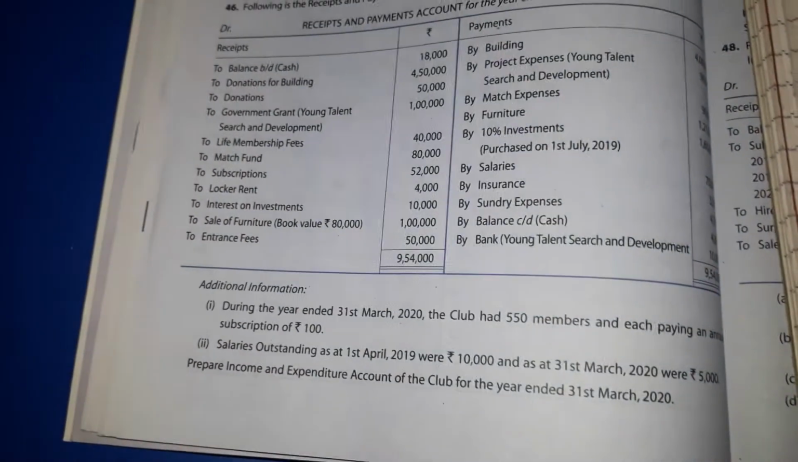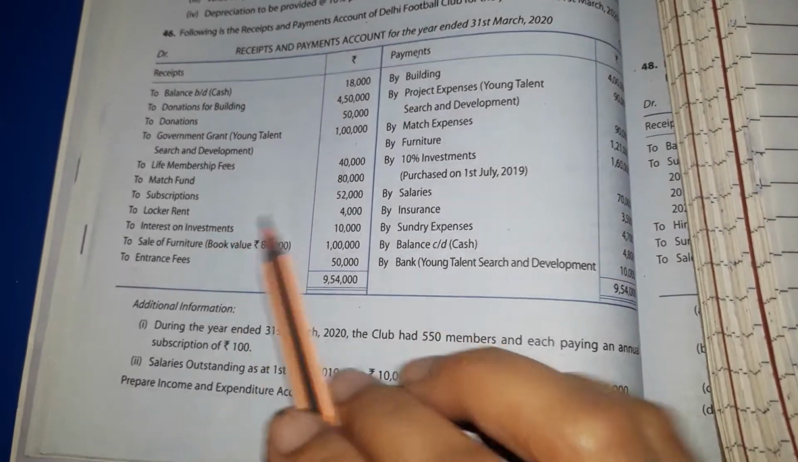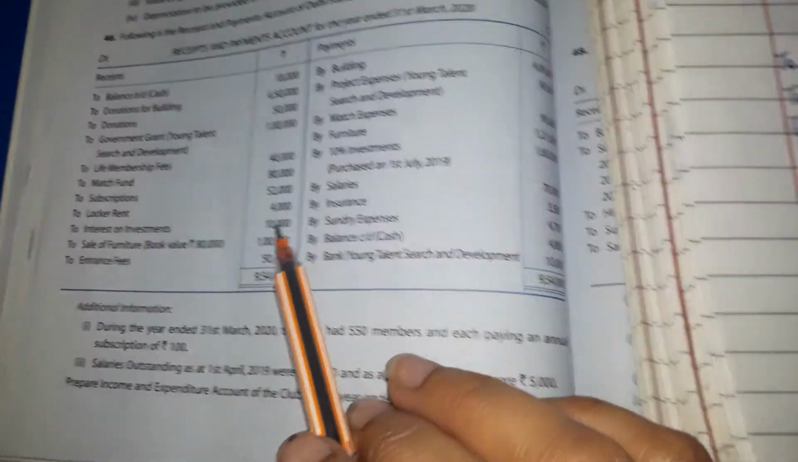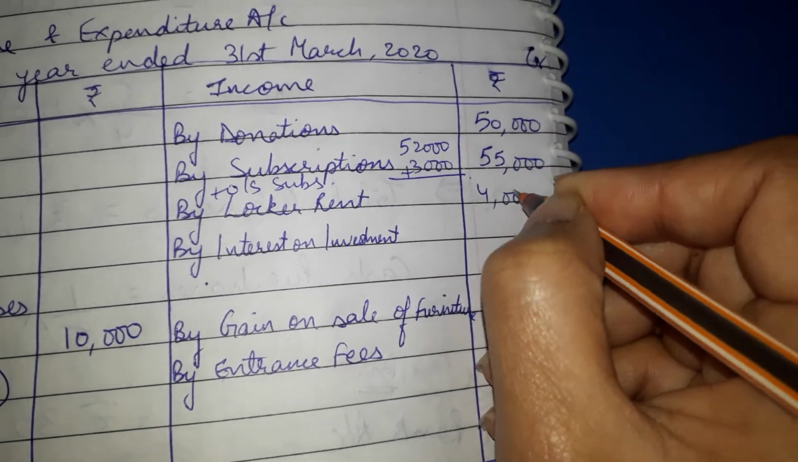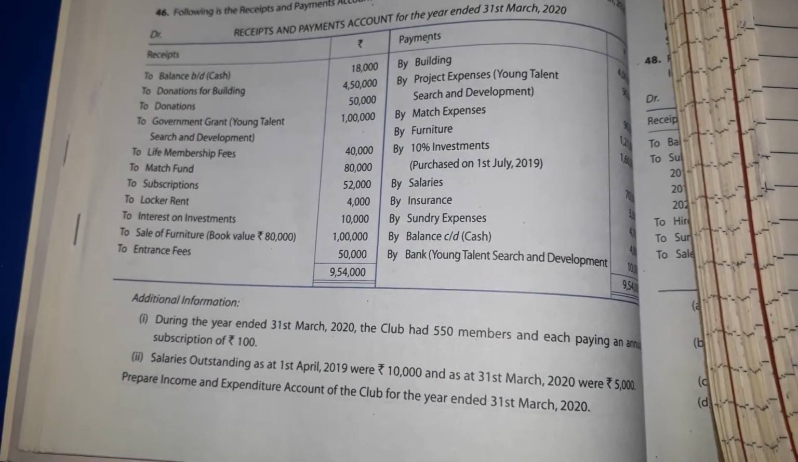Now we see the next item, that is locker rent. It is 4,000. So as it is, locker rent will be mentioned on the income side of the income and expenditure account. Then we see the interest on investment, 10,000.